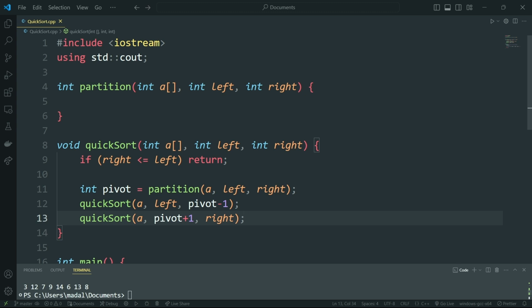Notice that we're not using any extra memory, we're only basically applying the algorithm in different parts of our array. So to the left side of our array and to the right side of our array. We don't necessarily need any more memory.